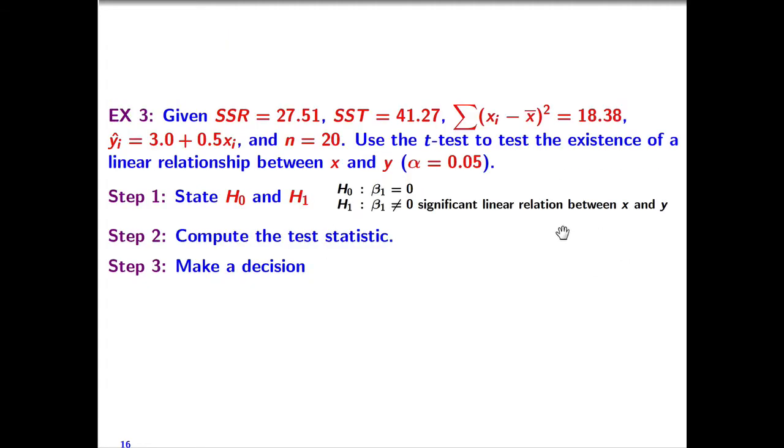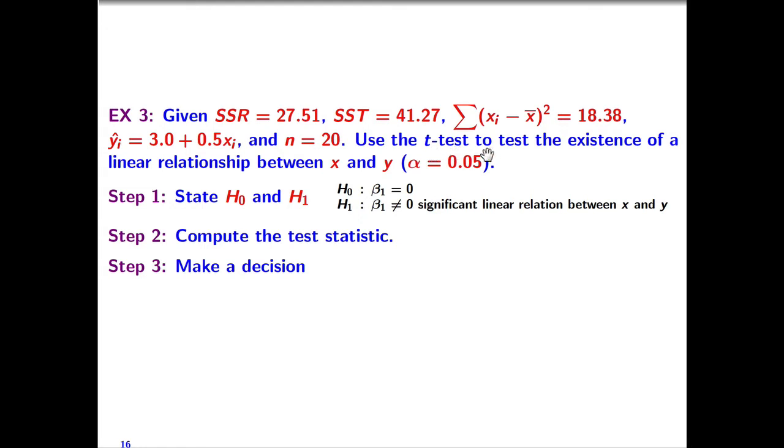Now, let us look at this example. Example number 3, given SSR equal to 27.51, SST equal to 41.27, the total sum of squares with respect to x value, the sum of xi minus x bar square, equal to 18.38, and the regression equation yi hat equal to 3.0 plus 0.5 xi, which gives us b0 equal to 3 and b1 equal to 0.5, and n equal to 20.